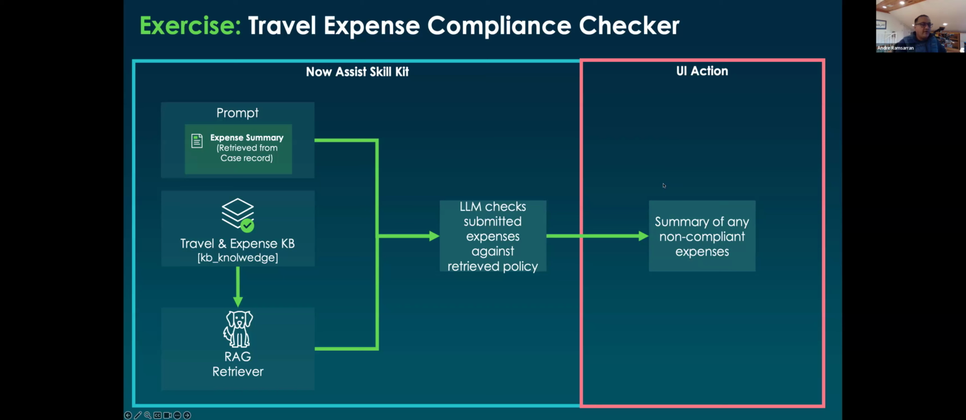Of course, we would be able to wire this into the user interface. So you can take a custom skill and wire it against a UI action, for example, or you can also trigger it via the Now Assist panel. So that's all I had for today.